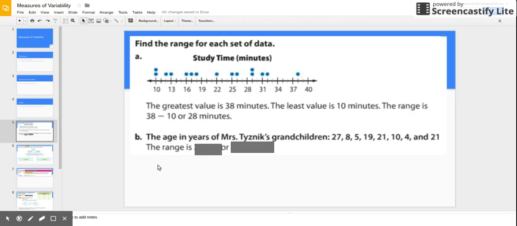Let's look at B. The ages in years of Mrs. Sinnek's grandchildren: 27, 8, 5, 19, 21, 10, 4, and 21. So the range is, let's look here. What is our highest number? It looks like it is 27, and our lowest is 4. So you just do 27 minus 4, which gets you 23 years. So your range for this set of data is 23 years.